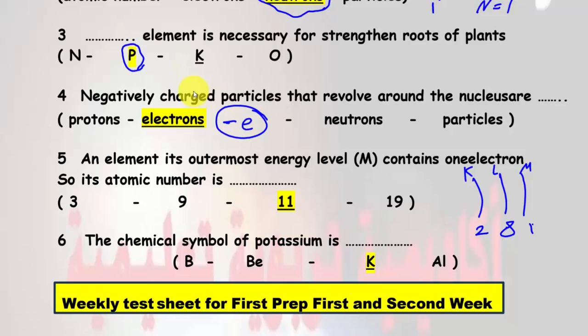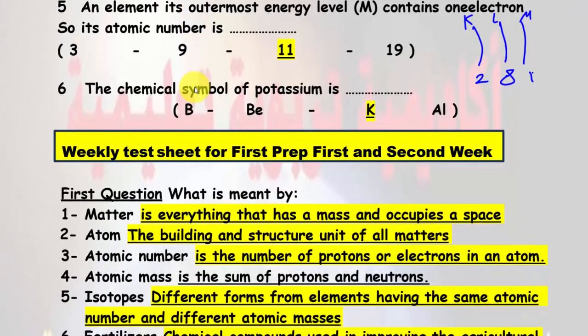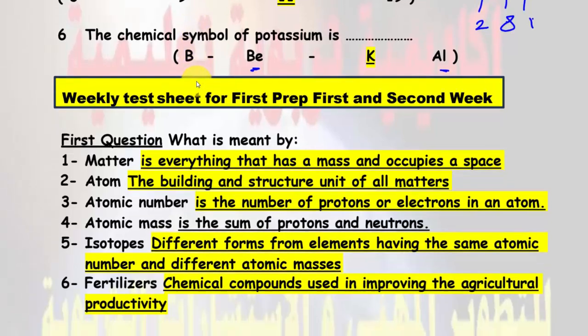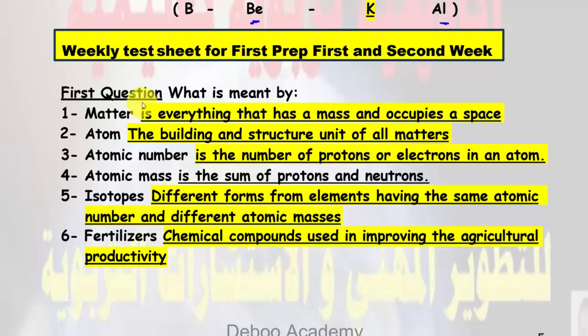The chemical symbol of potassium is K, while B is boron. This one is boron, beryllium, and this one is aluminum. Weekly test sheet, first and second week. First question is, what is meant by?